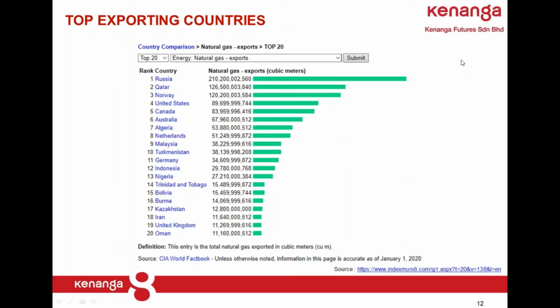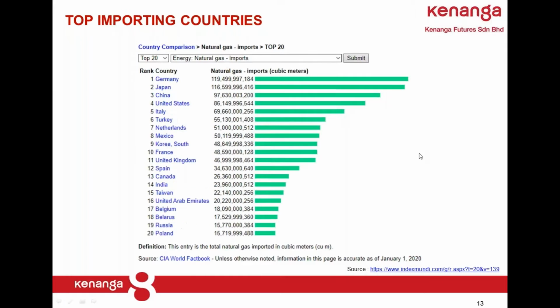Now, these are the top exporting countries: Russia, Qatar, Norway, United States, and Canada, the top 5. This is as at January 2020. Now, these are the top importing countries: Germany, Japan, China, United States, and Italy.